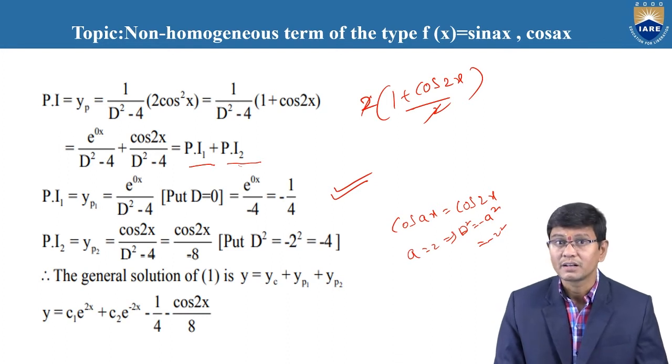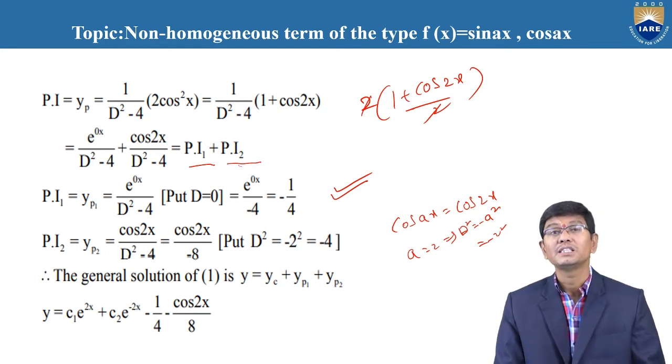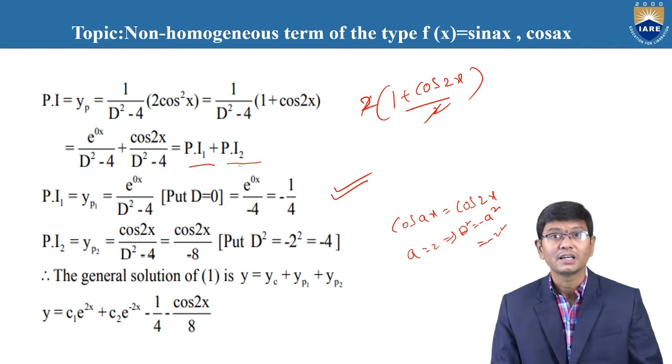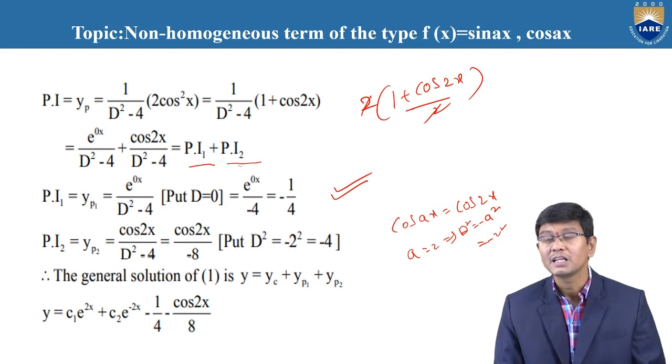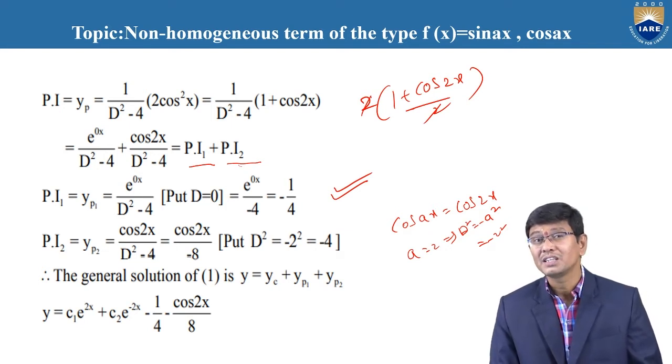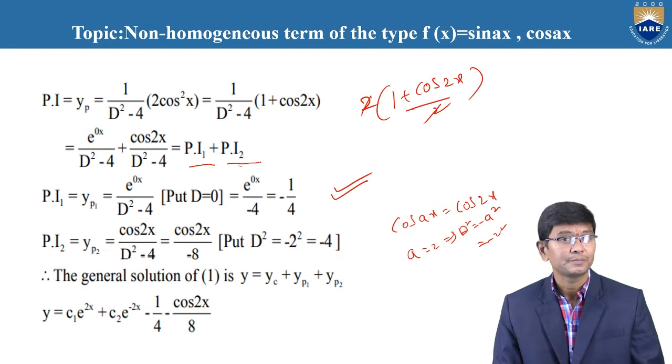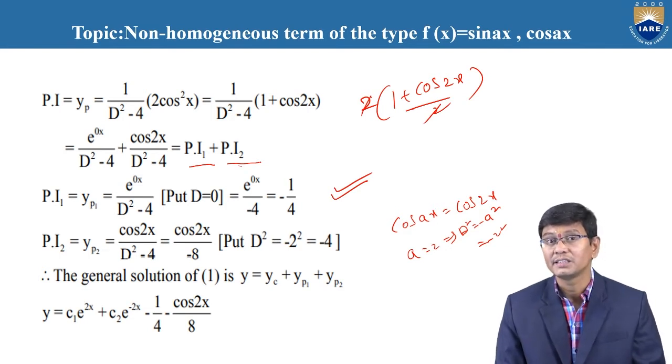Therefore, d square is equal to minus a square, which is nothing but minus 4. You need to replace it wherever d square appears. Therefore, the solution is clearly the denominator, that is minus 4 minus 4, totally minus 8. Therefore, the particular integration part 2 is cos 2x by minus 8.